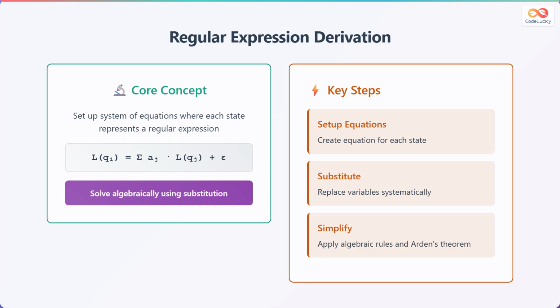Now let us discuss the key steps involved in the derivation method. First, set up equations. Create an equation for each state in the automaton. Second, substitute. Replace variables systematically to simplify the equations. Third, simplify. Apply algebraic rules and Arden's theorem to solve for the regular expression.